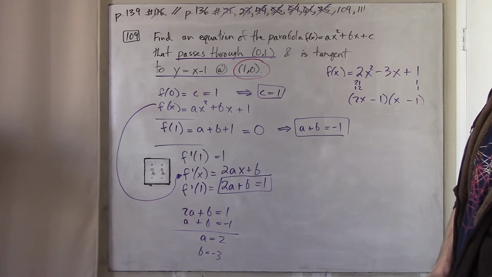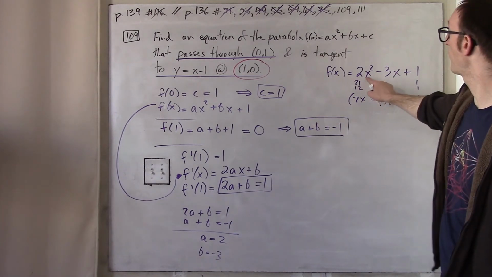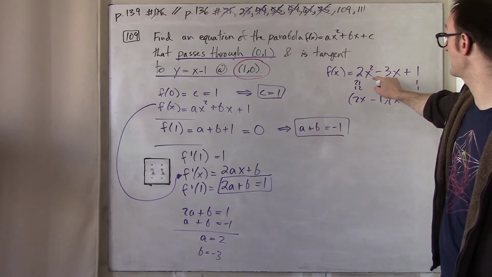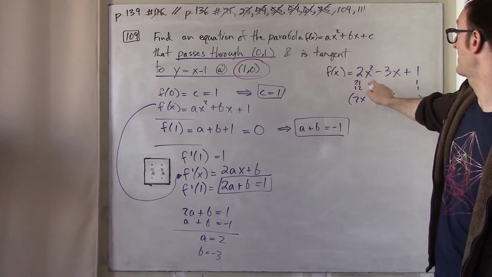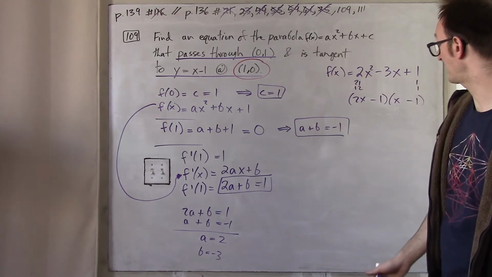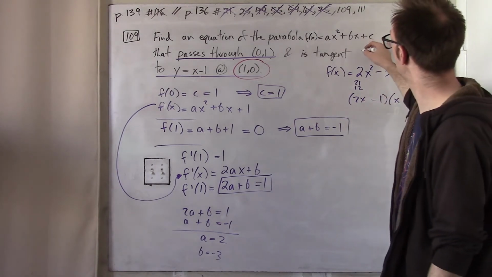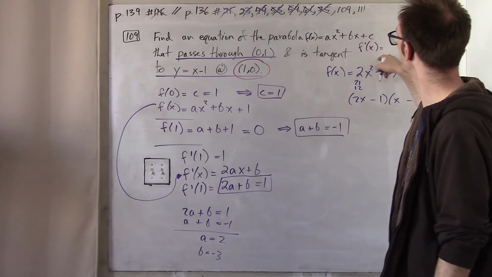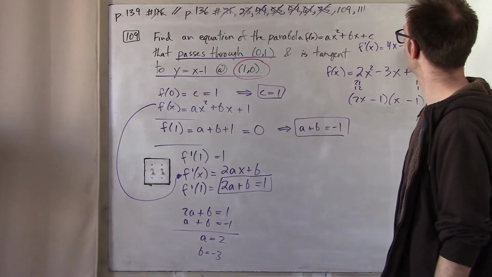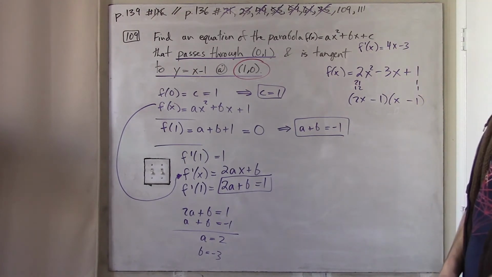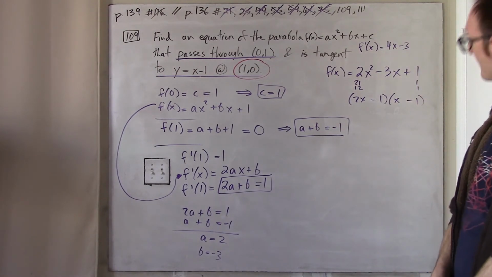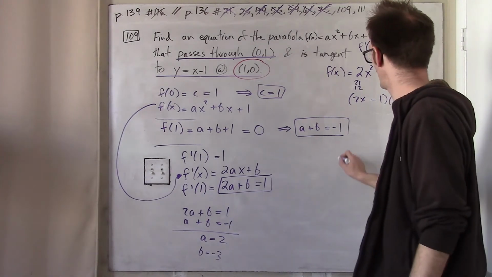and then we can just double check all the facts. If I plug in 1, what do I get? I get 0, check. If I plug in 0, I get 1. Check. If I take the derivative of this function, I get back 4x minus 3, and when I plug 1 in there, I do indeed get 1. So everything's looking good. I can make a quick graph of this.